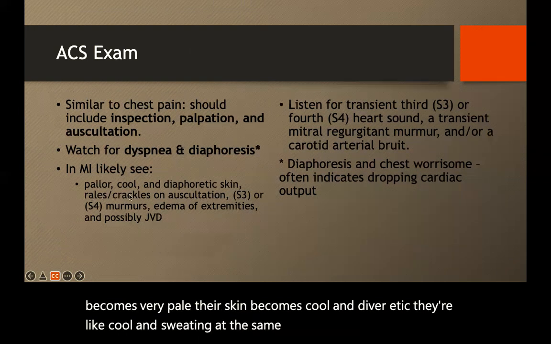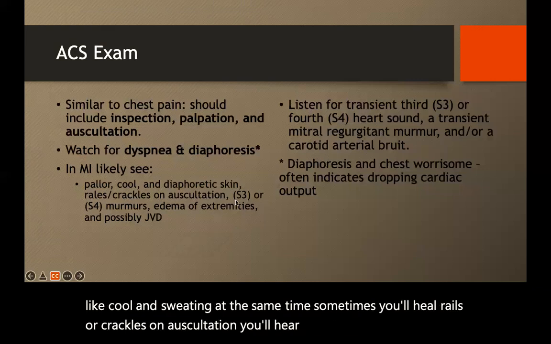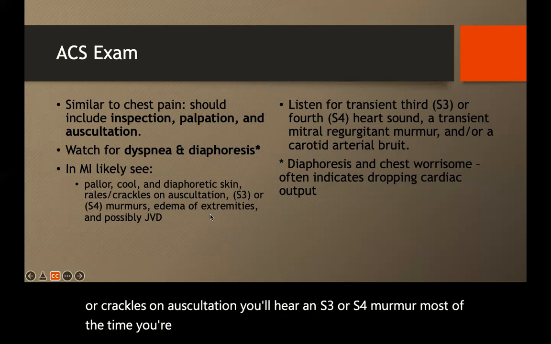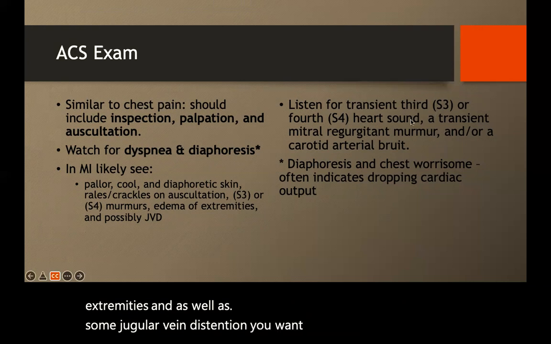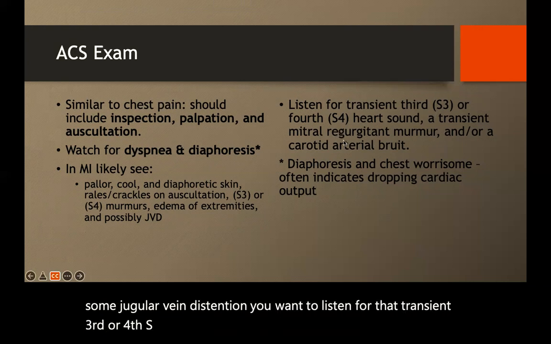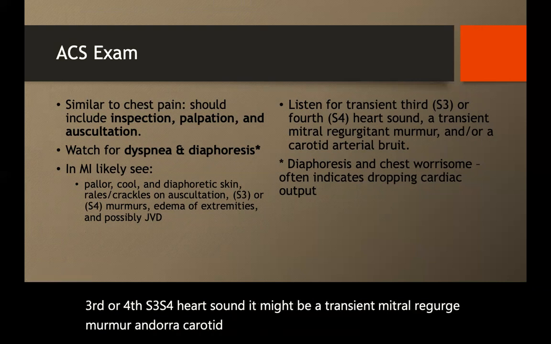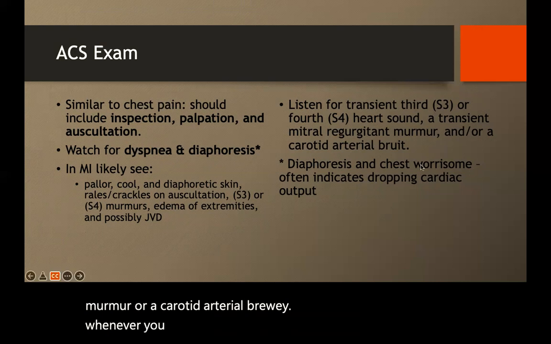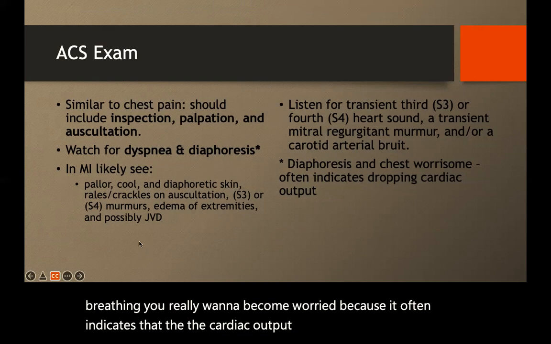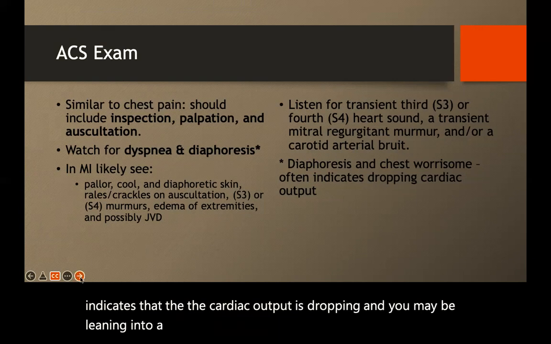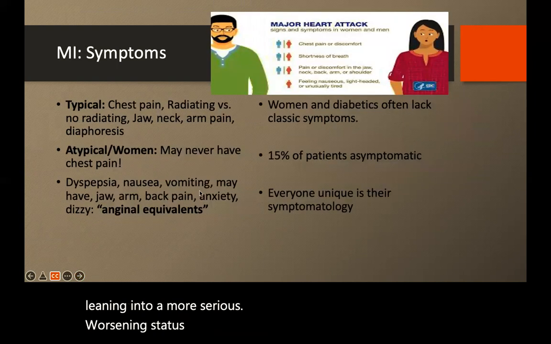Sometimes you'll hear rales or crackles on auscultation. You'll hear an S3 or an S4. Most of the time, you're going to see some edema of the extremities as well as some jugular vein distension. You want to listen for that transient S3 or S4 heart sound. It might be a transient mitral regurgitation murmur and/or a carotid arterial bruit. Whenever you see diaphoresis and the chest is heaving from the breathing, you really want to become worried because it often indicates that the cardiac output is dropping and you may be leading into a more serious worsening status.